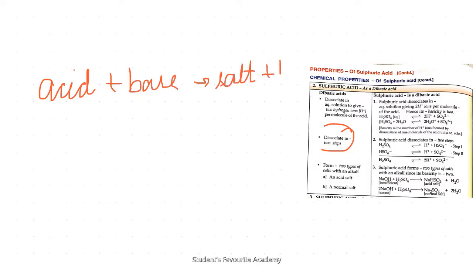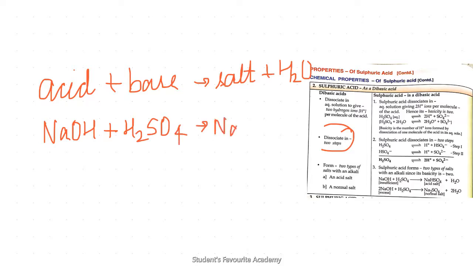So what is happening now? When sulfuric acid reacts with an alkali, it forms 2 types of salts. The one will be acidic in nature, and another will be a neutral salt or a normal salt. Okay, now what is the example of an acidic salt? For acidic salt, the example given is when NaOH, that is our base, sodium hydroxide, is reacted with sulfuric acid, we get what? We get NaHSO4, and then we get water.